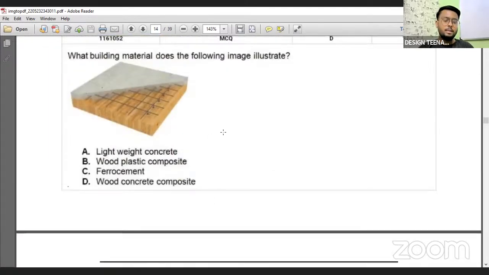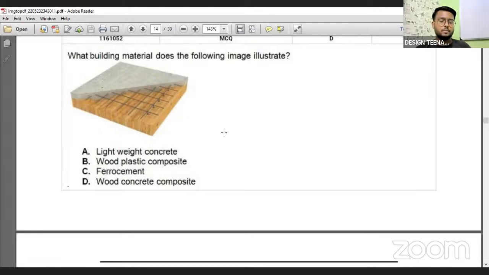Okay, now see, these are building materials also that we definitely need to have a proper understanding of. There are several building materials I have mentioned earlier that we need to know also. So what building material does the following image illustrate? What do you think it can be? Is it lightweight concrete? Is it wood plastic composite? Is it ferrocement? Is it wood concrete composite?